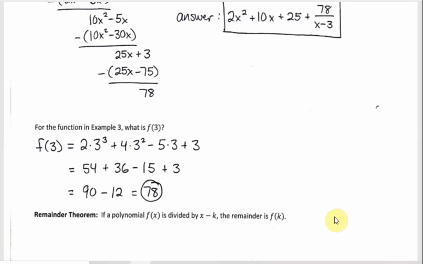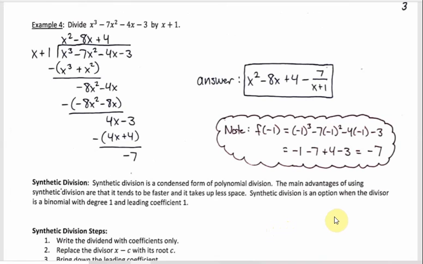And that also plays into the next example. Example 4 is another one where we're not going to get a zero remainder. If we're going to divide x cubed minus 7x squared minus 4x minus 3 by x plus 1, we're doing the same stuff, right? We need to figure out what do we need to multiply x by to get x cubed. Well, it would be x squared. So x squared times x is x cubed. x squared times 1 is x squared.